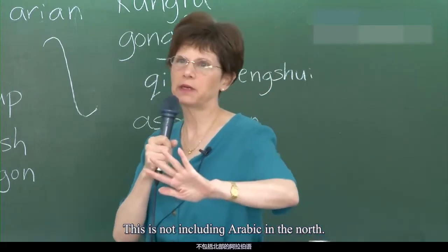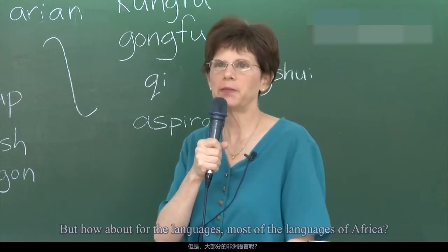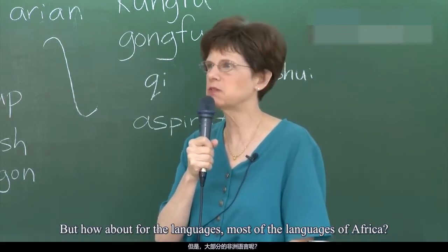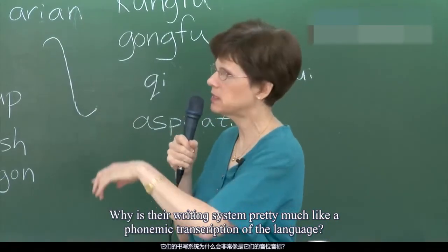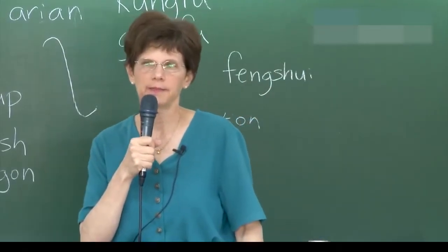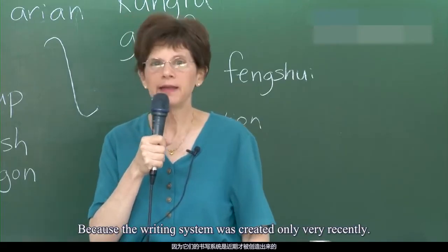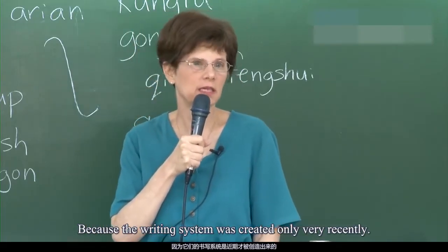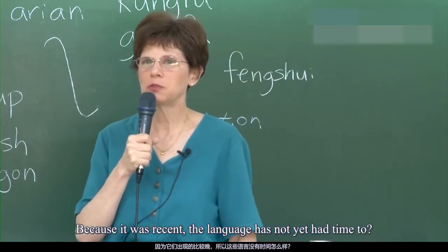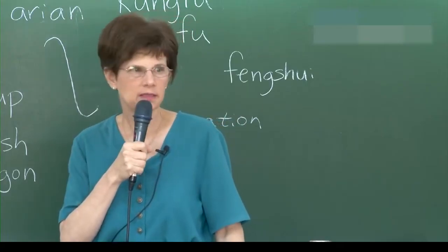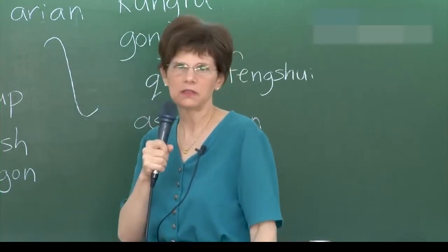This is not including Arabic in the north. Arabic is older. And that's had a writing system for a longer time. But how about for most of the languages of Africa? Why is their writing system pretty much like a phonemic transcription of the language? That's right. Because the writing system was created only very recently. Because it was recent, the language has not yet had time to what? Why is English spelling so strange?